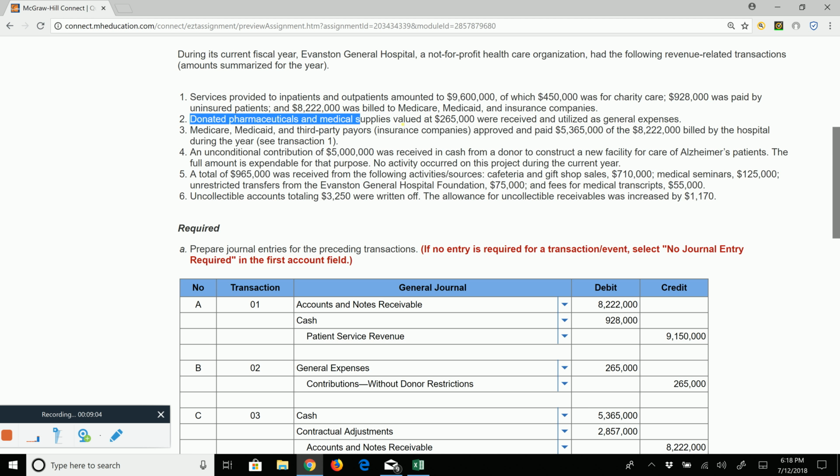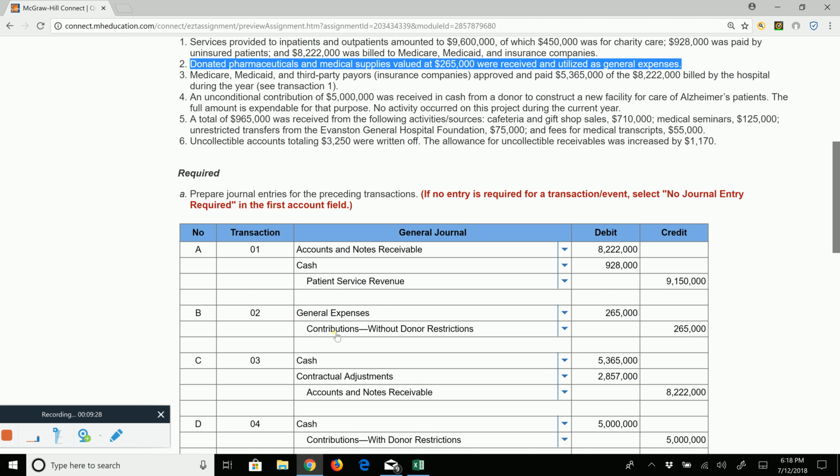Number 2, donated pharmaceuticals and medical supplies valued at $265,000 were received and utilized right away. So donated assets are recorded at fair market value at the date of donation. So we will debit general expenses because we used them up right away. If not, we would have just debited the asset account. And we're going to credit contributions without donor restrictions for the $265,000.